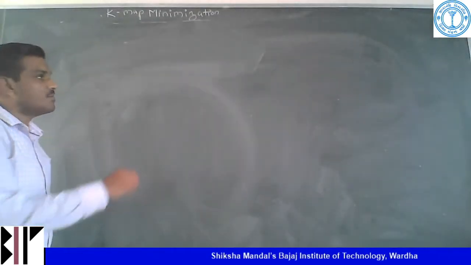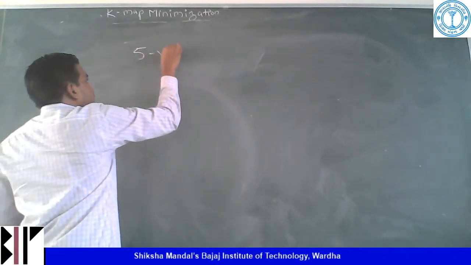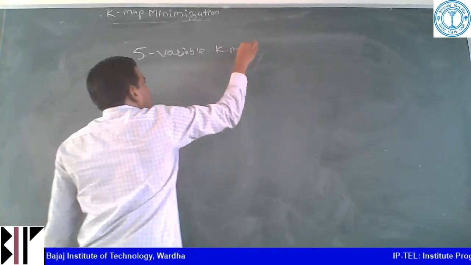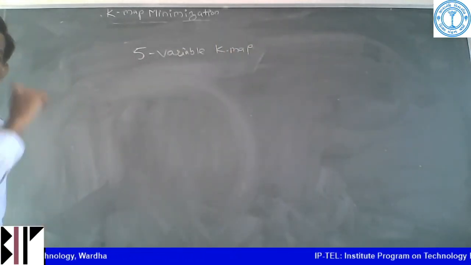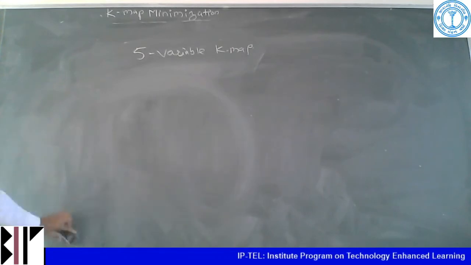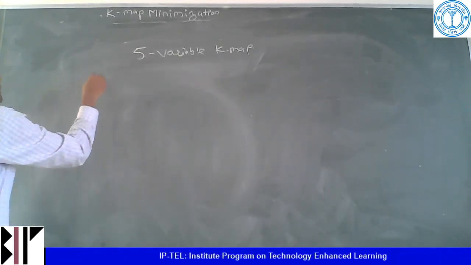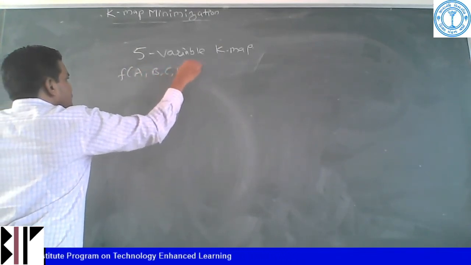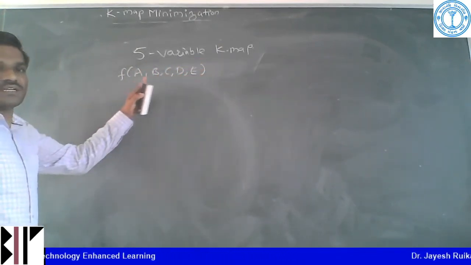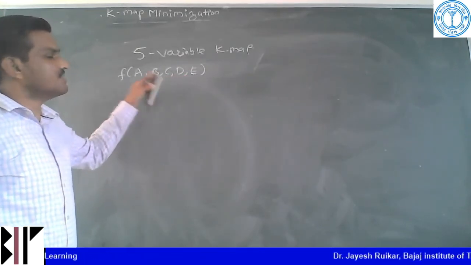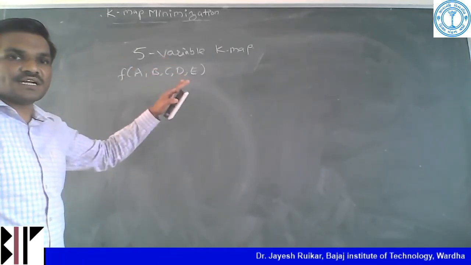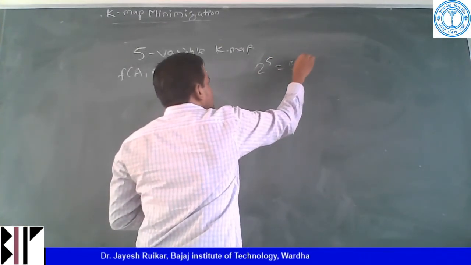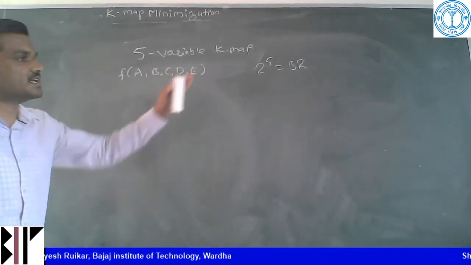Now I will explain the 5 variable K-map representation. We are not minimizing it, we are just representing it now. We have a function f, which is a function of A, B, C, D, E. This is a function that has five variables. So how many cells are there for a five variable K-map? 2 raised to 5 cells, that is equal to 32 combinations or 32 states.